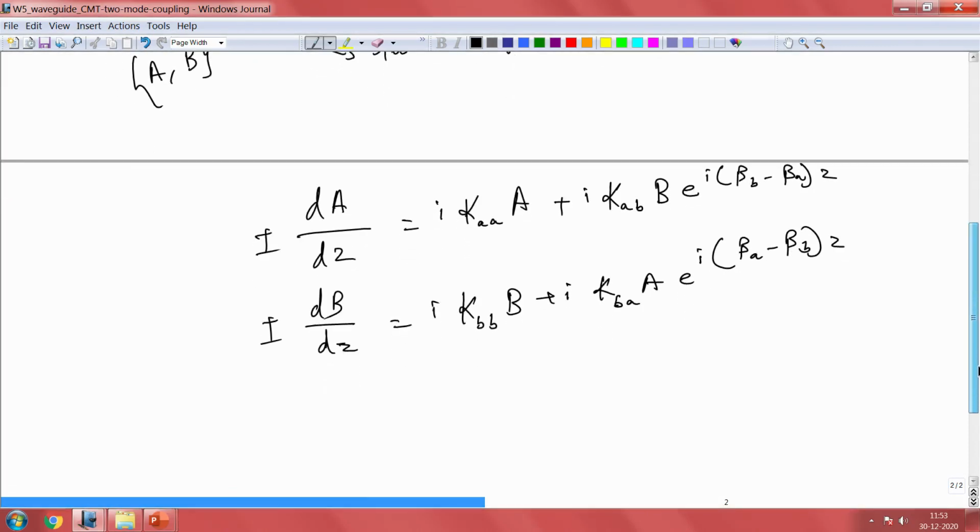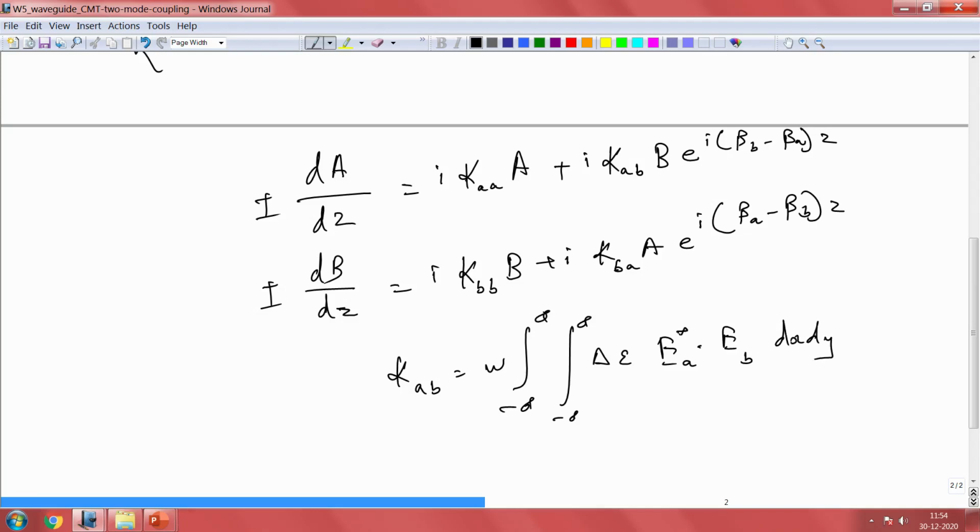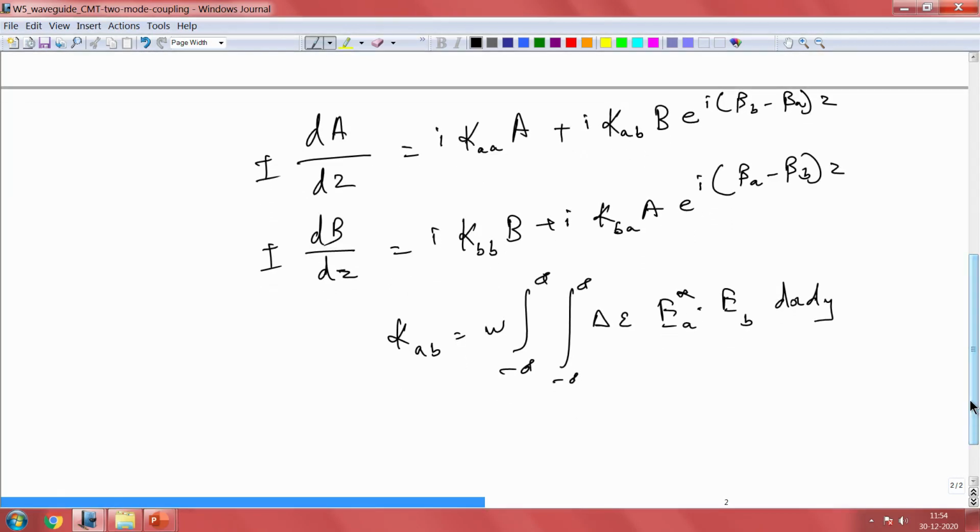For the coupling in a single waveguide, if it is isotropic and so on, your kappa AB is something that we have already seen: the integral of delta epsilon times E_A dot E_B dx dy. If the waveguide is lossless, then your kappa AB will be equal to kappa BA star. So that is something that we know. This is for coupling in a single waveguide.